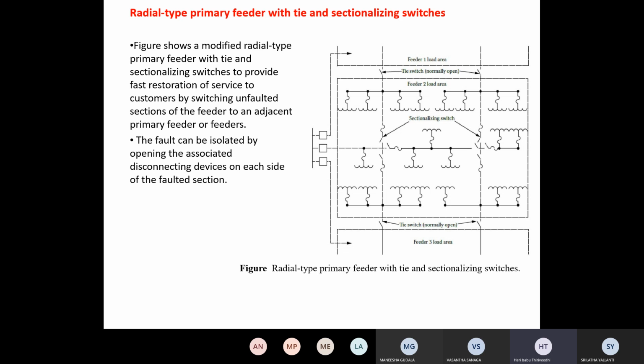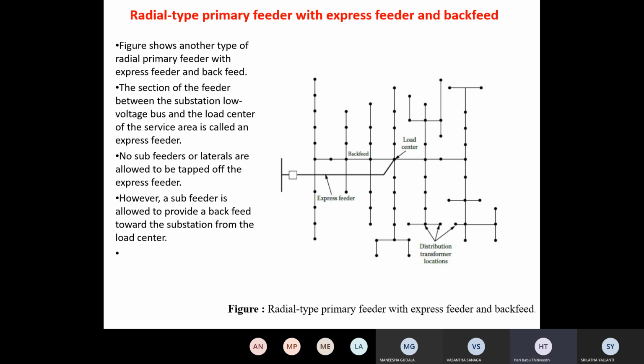So that is the radial type primary feeder with express feeder and back feeder. The dots, all the dots are distribution transformers, right? This is another type of radial type primary feeder with the express feeder and back feeder. The section of the feeder between the substation low voltage bus and the load center of the service area is called express feeder. So from this point to this point is called express feeder.